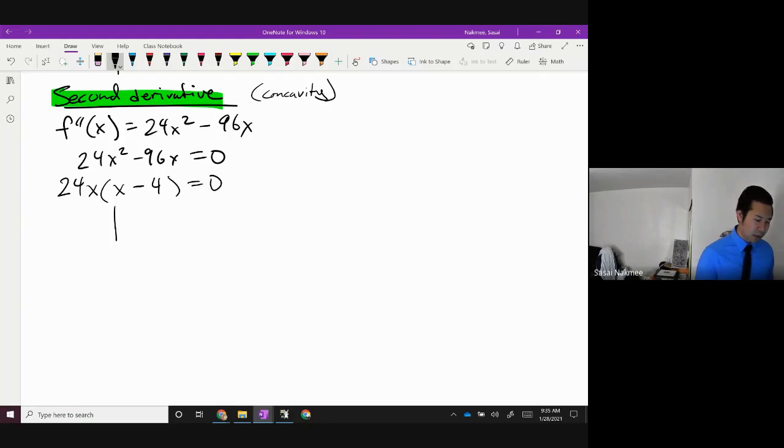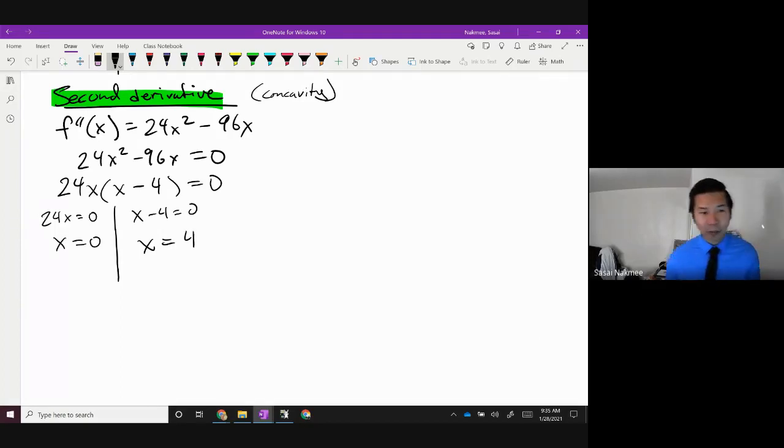All right, so what are my possible points of inflection? Well, 24x equaling 0 tells me that a possible point of inflection is at x equals 0. And then the other one over here, x minus 4 equal to 0, tells me that I have a possible point of inflection at x equals 4. X equals 4. So just like the other one, right?